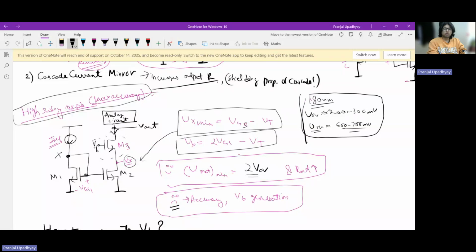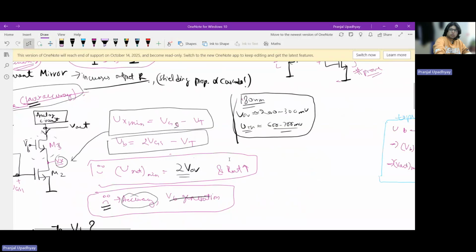Now another problem with the circuit is how to generate VB. So that's the issue that we have. But the main problem is all about accuracy. It is a high swing cascode, but the accuracy is low. So if we are able to appreciate this, we can move further and go to the alternative.